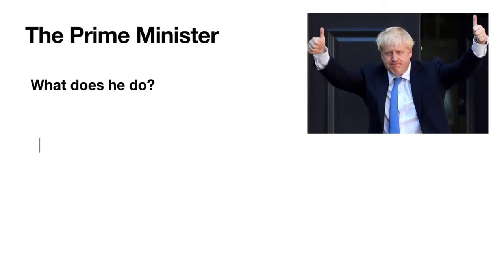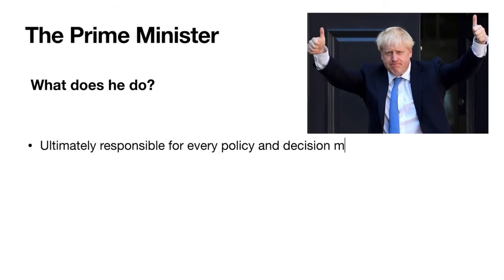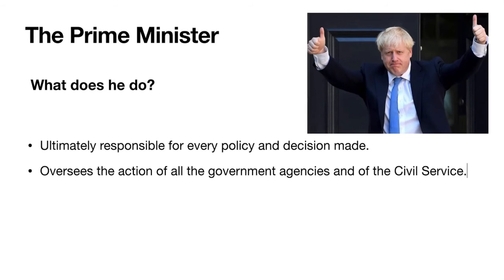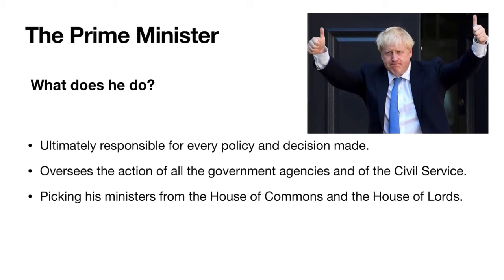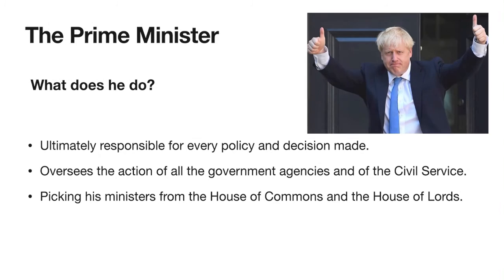The Prime Minister is the person who is ultimately responsible for every policy and every decision made. He oversees the actions of all the government agencies and of the civil service, which includes services that are directly applied to the public, from things like paying pensions and benefits to issuing driver's licenses. One of the Prime Minister's main jobs, while being the principal government figure in the House of Commons, is picking his ministers from both the House of Commons and the House of Lords, both important governmental institutions I will get to in a moment. But before that, let's quickly learn a bit more about the ministers.